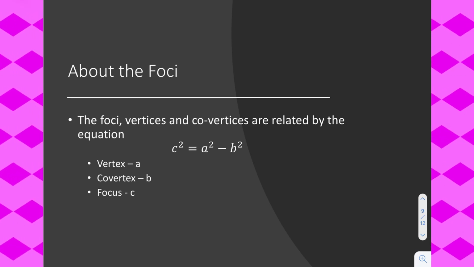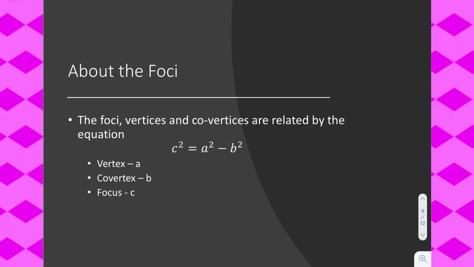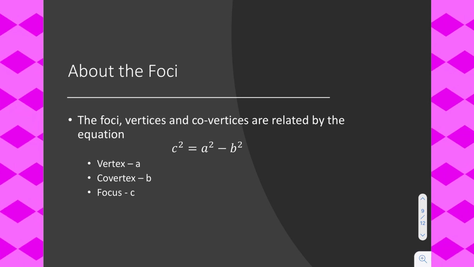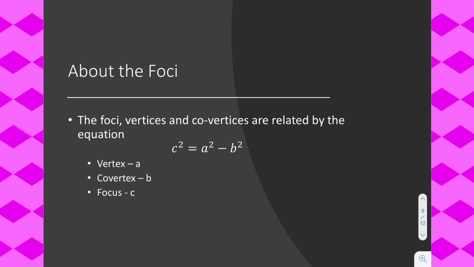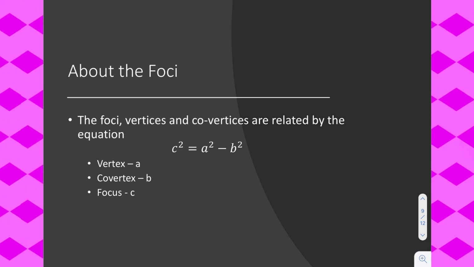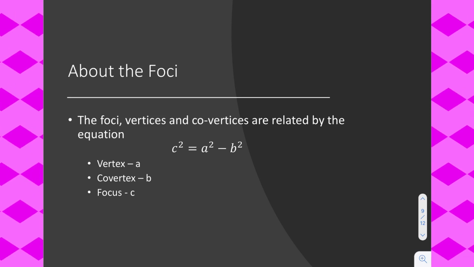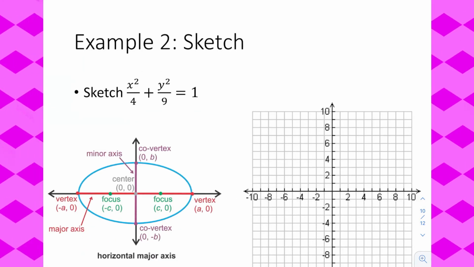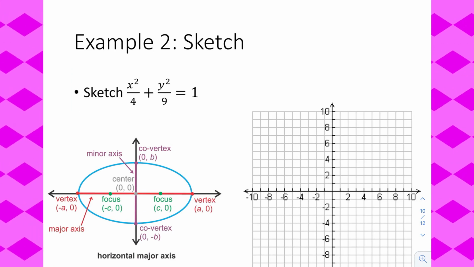One last thing about the foci. If we ever need to find exactly where they are, we can find them using this equation: c squared equals a squared minus b squared, kind of an offshoot of the Pythagorean theorem. So c will be the location of the foci, and a and b will be the location of the vertices and the co-vertices, respectively. It's important to always make sure that we start with the bigger number minus the smaller.